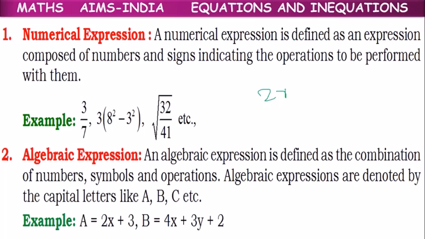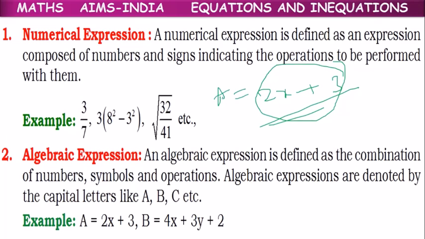Suppose 2x plus 3. It's an algebraic expression which is named with capital A. Capital A equal to 2x plus 3. Means capital A is an algebraic expression which is equal to 2x plus 3. So like this, algebraic expressions are named with capital letters. Like B equal to 4x plus 3y plus 2, algebraic expression. Next one.